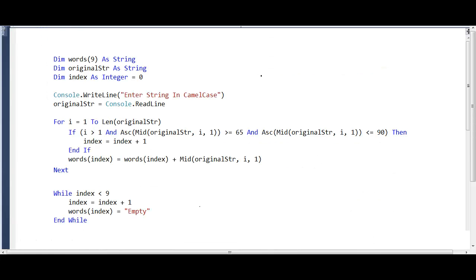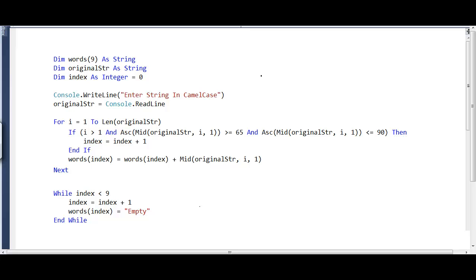Alright, this solution works the same way as the solution that we had in pseudocode. Everything is identical, even the variable names. I've used the same variable names. So what are the differences? There are only minor differences.